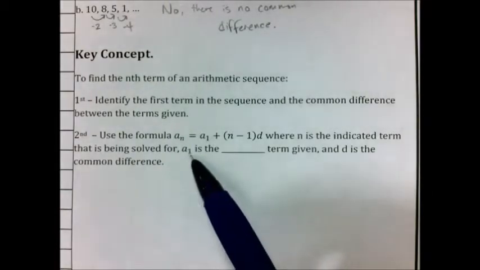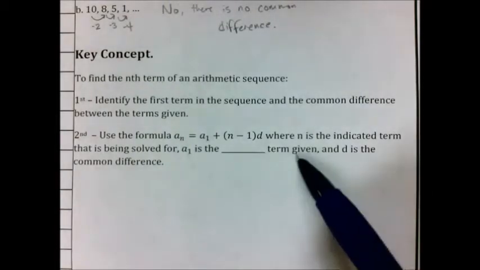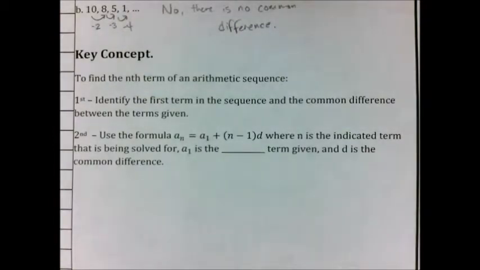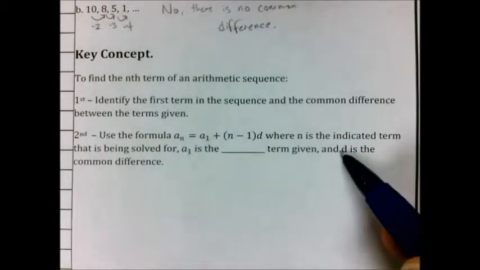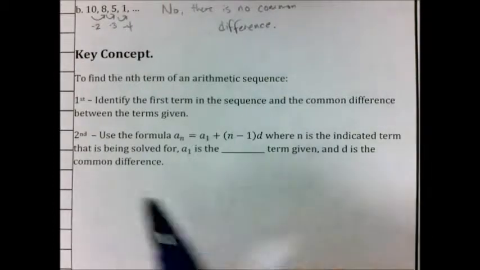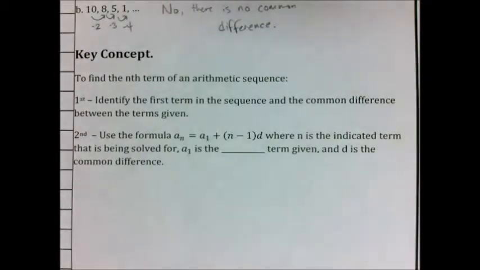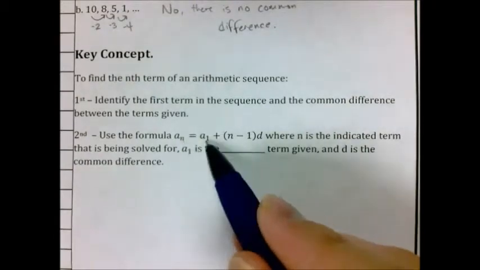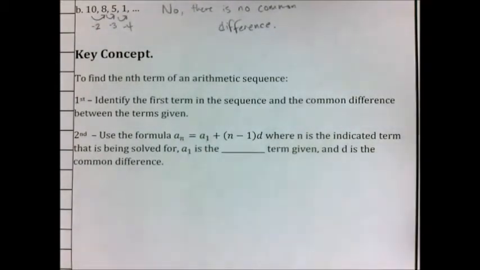a sub 1 is the first term given, the very first term that we know, and d is the common difference. So we need to identify what n is, what a sub 1 is, the first term, and what d is in order to solve these problems.